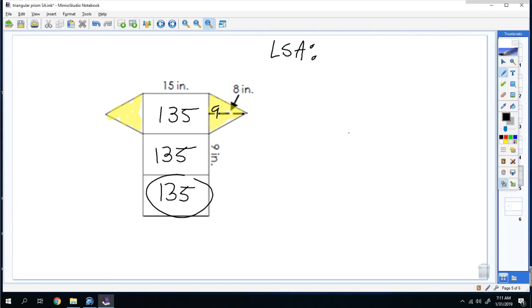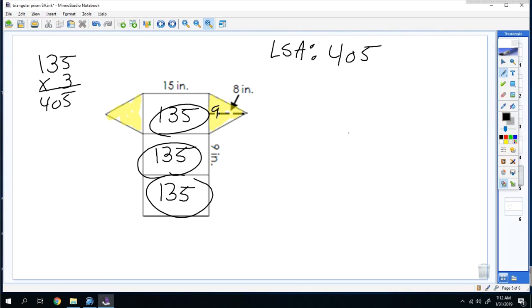So you see how I'm writing the areas in these rectangles? Please do that, because when it comes to your homework, it's easier for me to check to see where we're going wrong, what we're missing, things like that. So now we're going to do 135 plus 135 plus 135, or 135 times 3, which is 405. So our lateral surface area is 405.